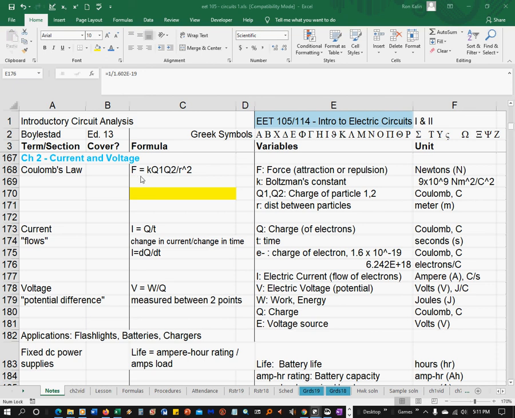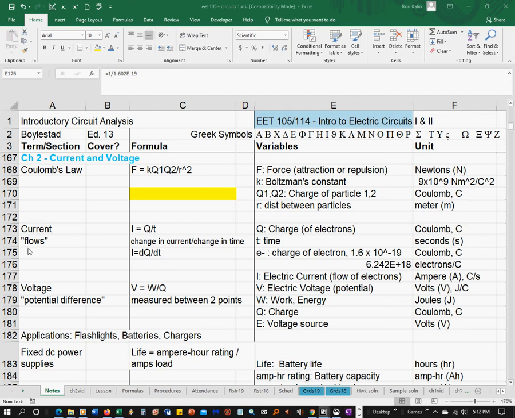Coulomb's Law. The formula is F equals K times Q1 times Q2 divided by R squared, where F is the force of attraction or repulsion in newtons, and K is Boltzmann constant, which is always 9 times 10 to the ninth power Newton meter squared divided by Coulomb squared. Q1 and Q2 are the charge of two particles involved, in coulombs, or capital C, and R is the distance between particles in meters. It always has to be meters for this formula, so if you're given anything other than meters, you have to convert to meters.